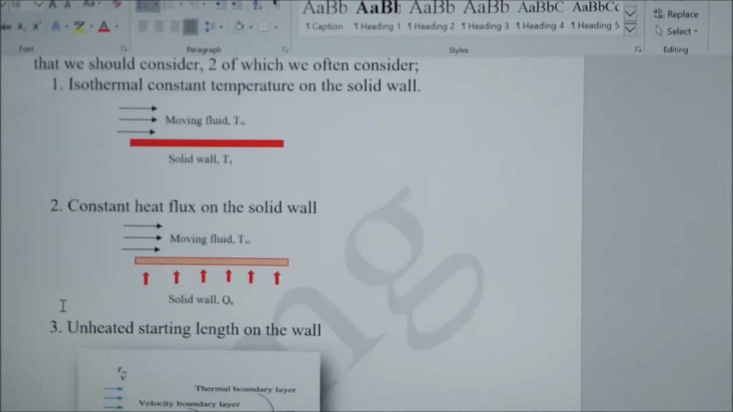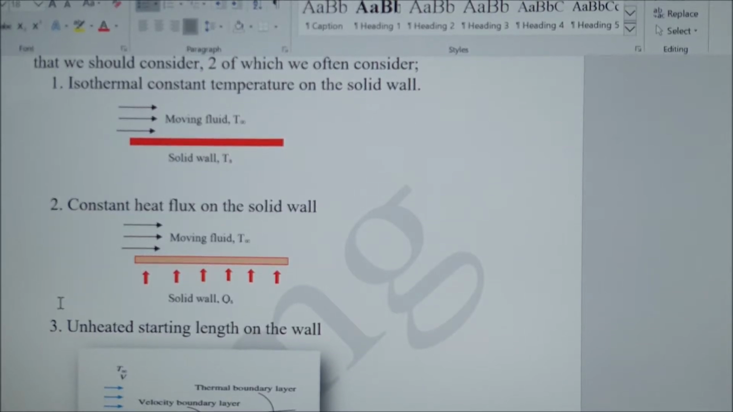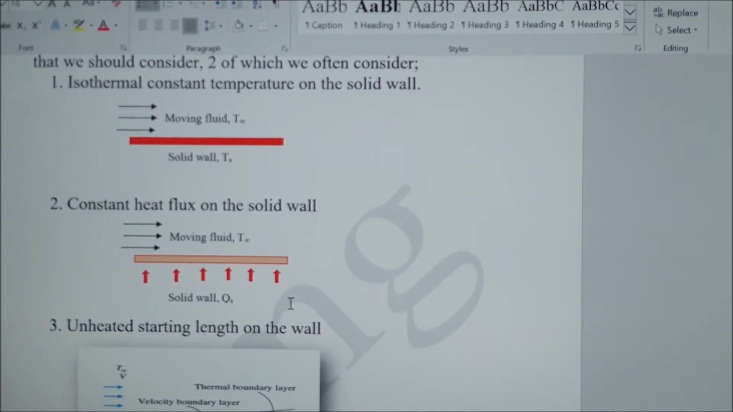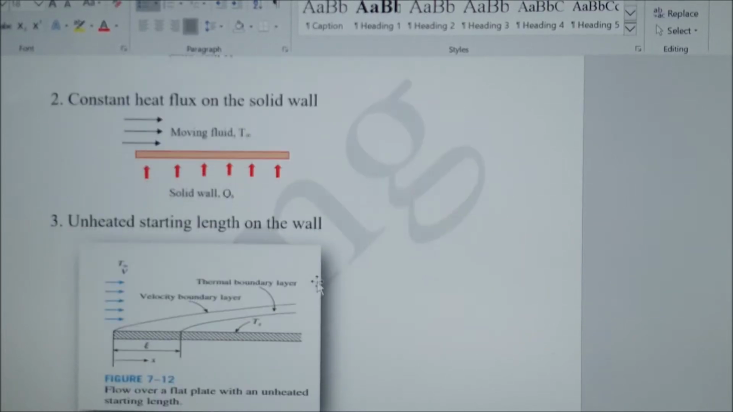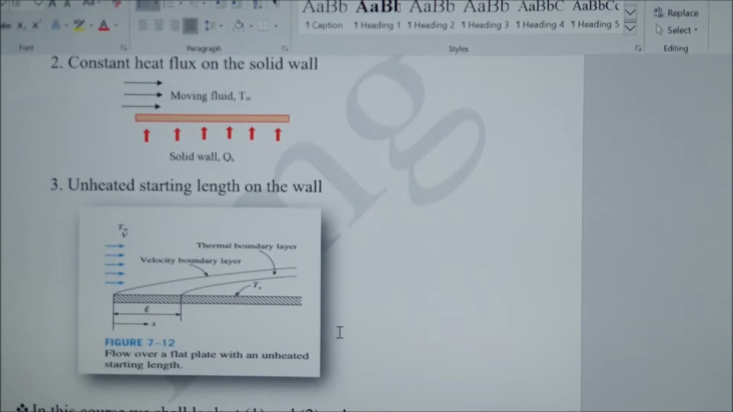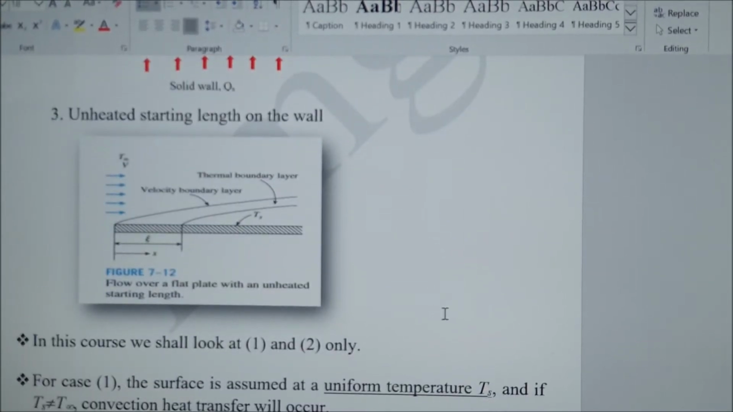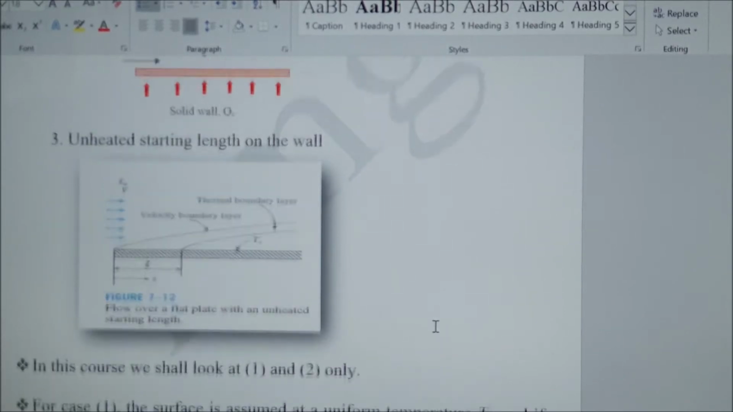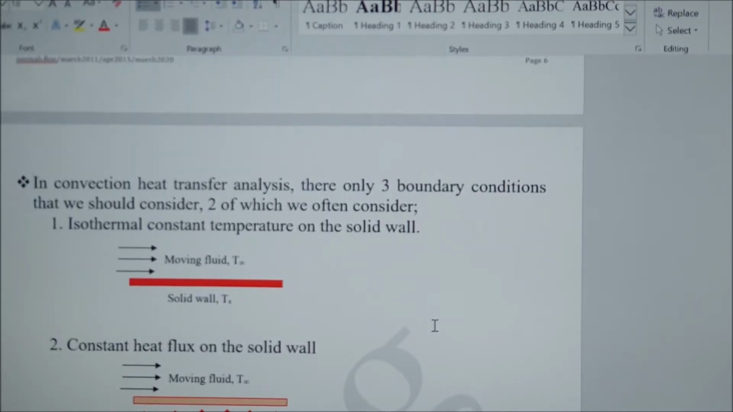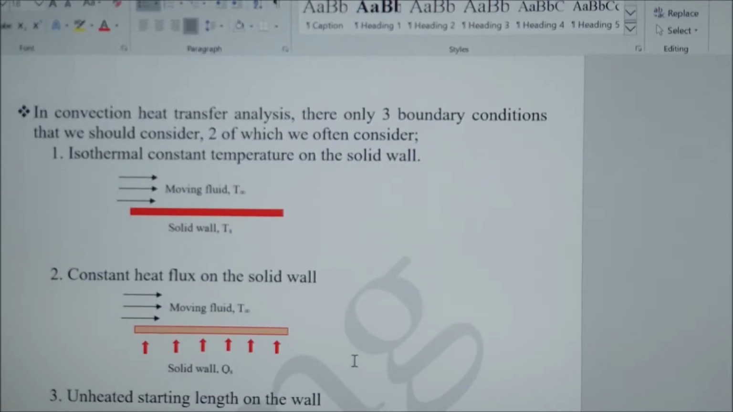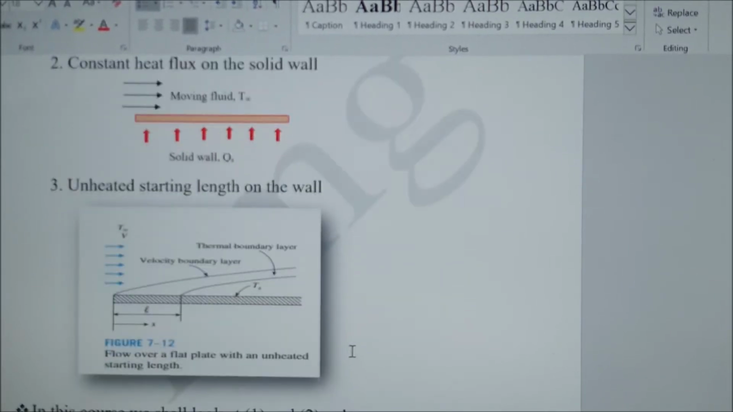The second boundary condition for heat transfer in convective mode is the given constant heat flux on the solid wall. Earlier we mentioned the Neumann boundary condition. Yes. And the third boundary condition is what we call unheated starting length on the wall. In this course, we shall look at only the type 1 and type 2 conditions for convective heat transfer.